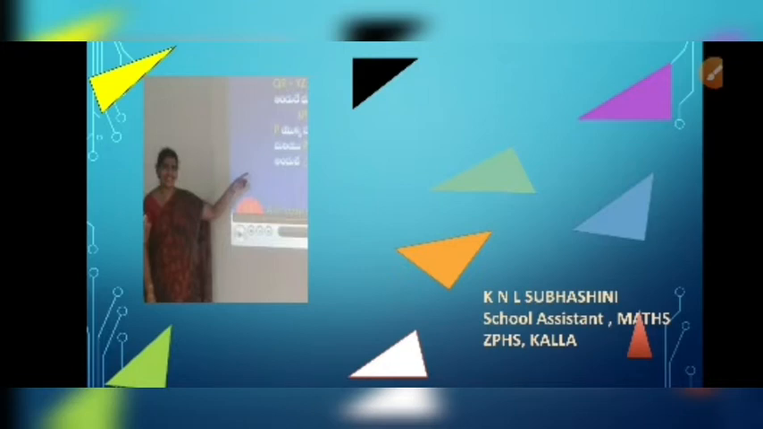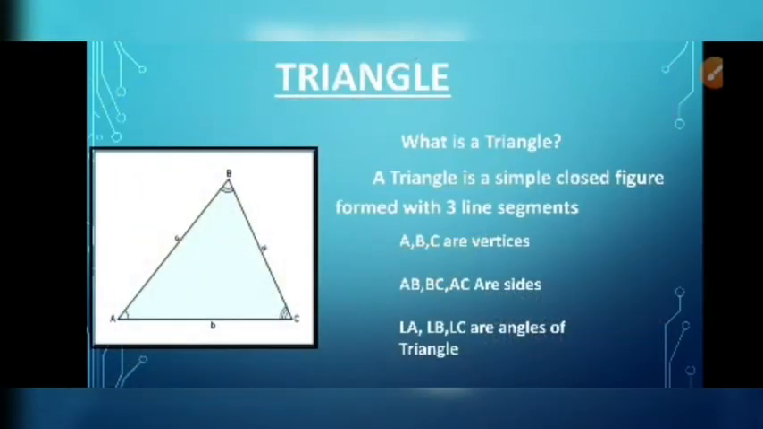Today we discuss triangles, types of triangles and their properties. Triangle. What is a triangle? A triangle is a simple closed figure formed with three line segments.